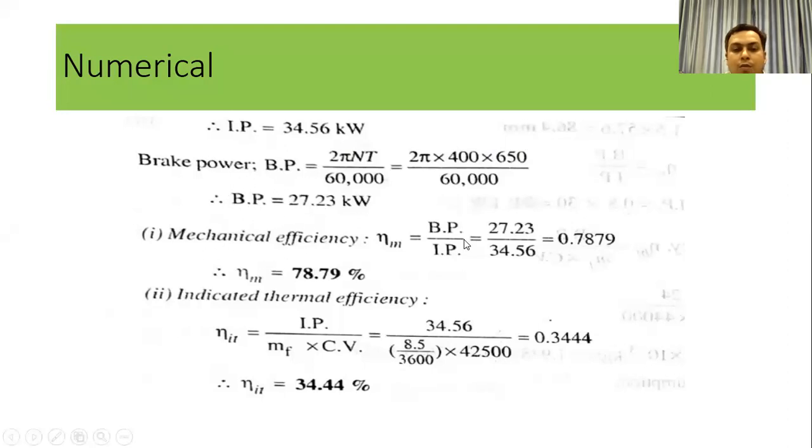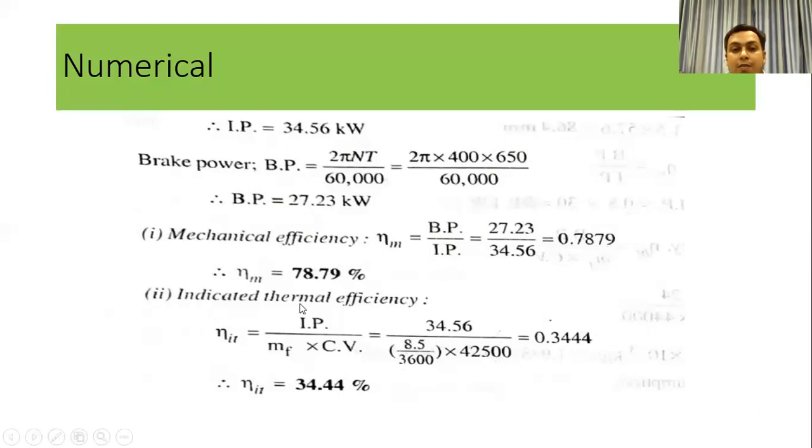Now we use the formula of mechanical efficiency. Mechanical efficiency is brake power divided by indicated power. So 27.23 divided by 34.56, you get the efficiency of 0.7879, multiplied with 100, you get in percentage that 78.79.